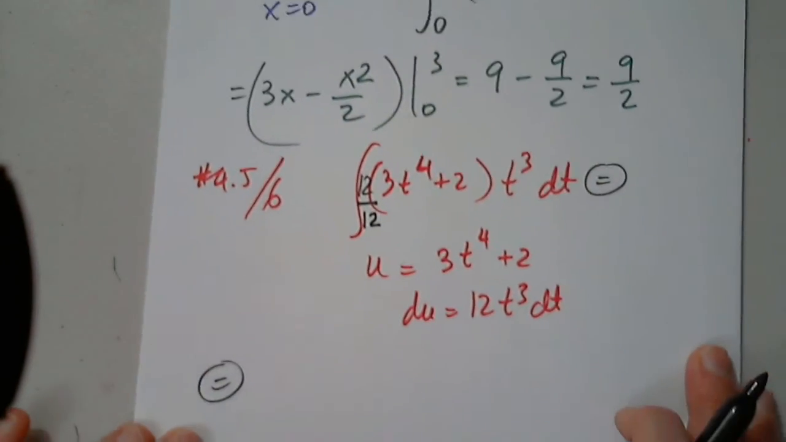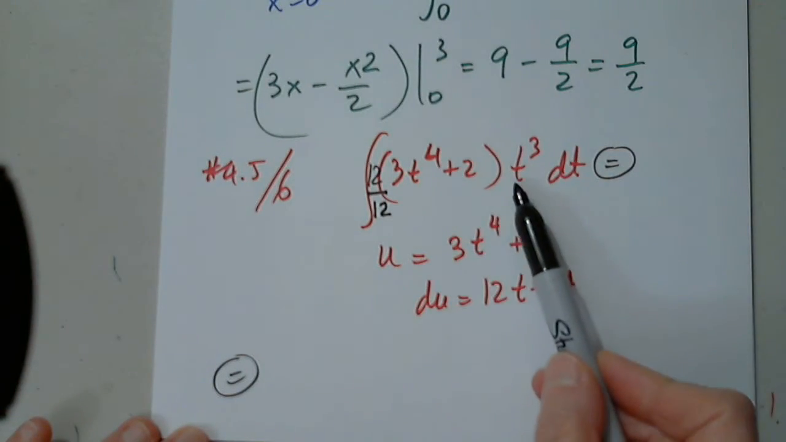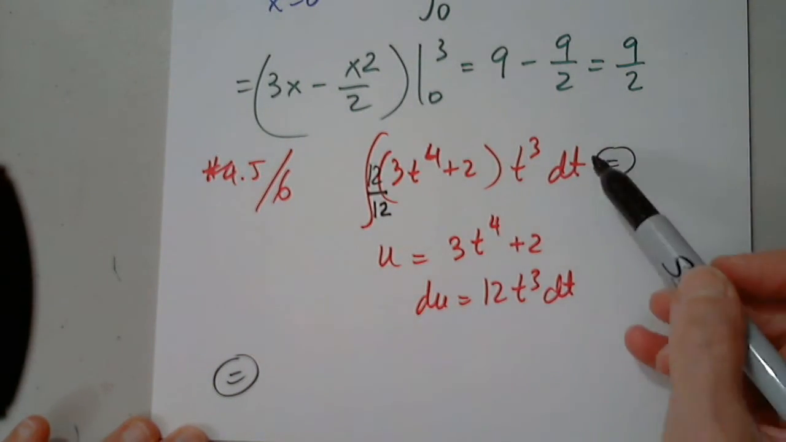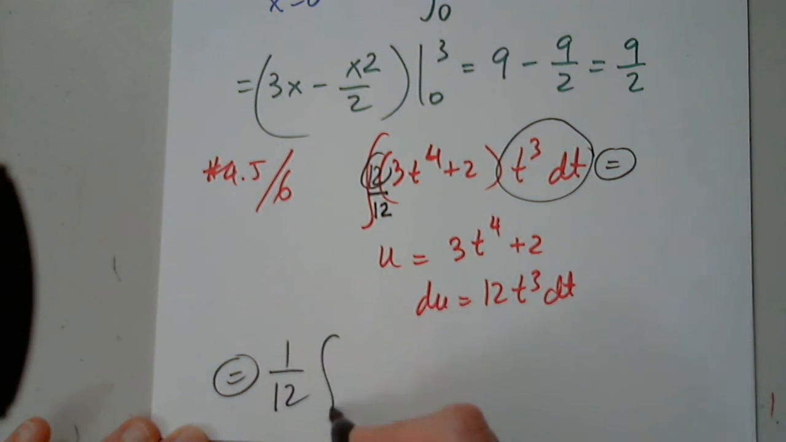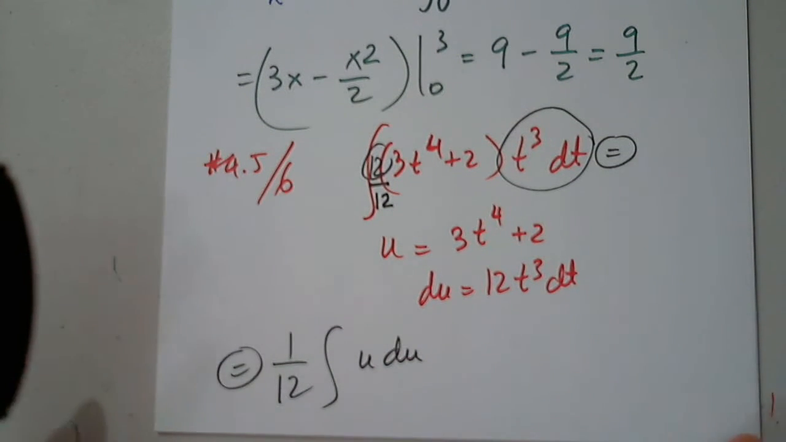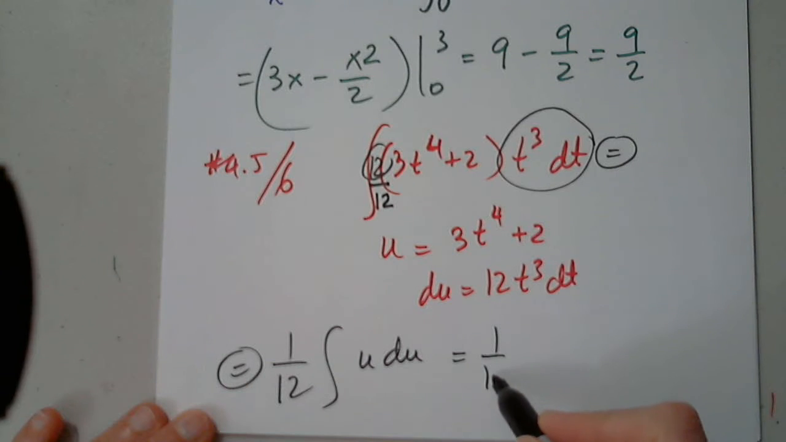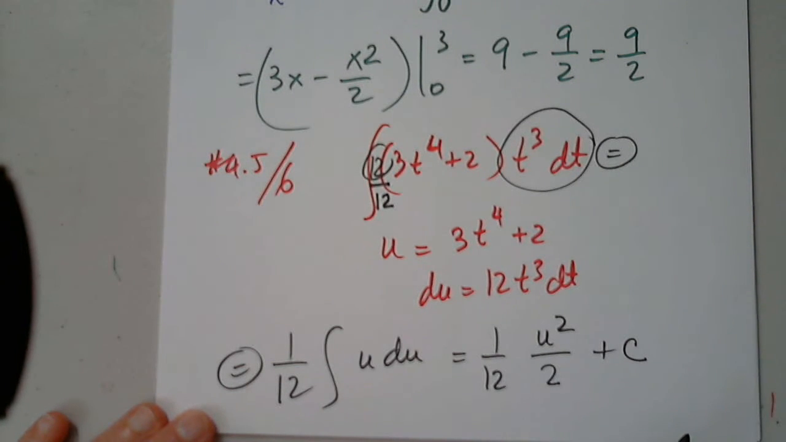Why did I put it already outside? Okay. So then the 12 and the t to the 3rd and dt, all these, but now I have to still take 1 over 12 outside. So this will be u du. So I'm not saying it's easier. I'm saying it's a simple application of substitution if you want. So then we get 1 over 12, u squared over 2 plus a constant c.